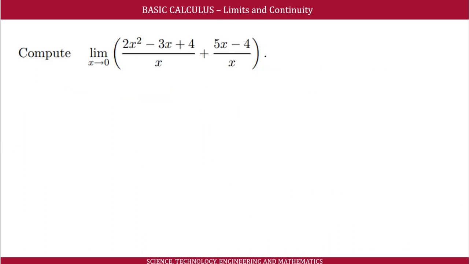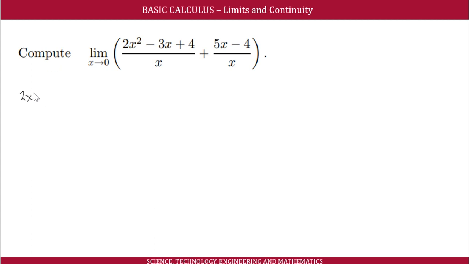Okay, next problem. Compute the limit of the quantity 2x squared minus 3x plus 4 over x, plus 5x minus 4 over x, as x approaches 0. As you can see, if you do substitution, the result is undefined, meaning we have a non-zero real number in the numerator and a 0 in the denominator. But if you observe the given function, we can combine them because they have the same denominator. So we can just first add the given function.